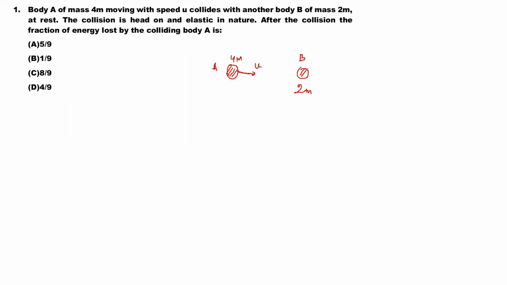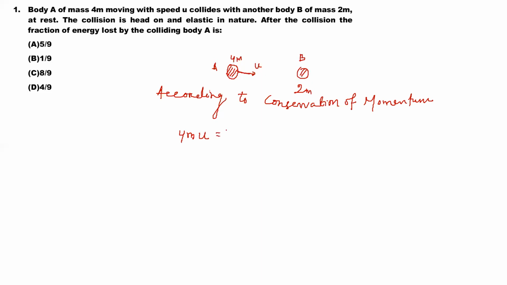Friends, if we apply conservation of momentum here, according to conservation of momentum, the momentum before collision of body A is 4m into speed u. The second body was at rest, so 0. Let after collision, they are moving with velocities v1 and v2: the velocity of the 4m is v1 and the velocity of 2m is v2. So 4mu is equal to 4mv1 plus 2mv2. Got it?